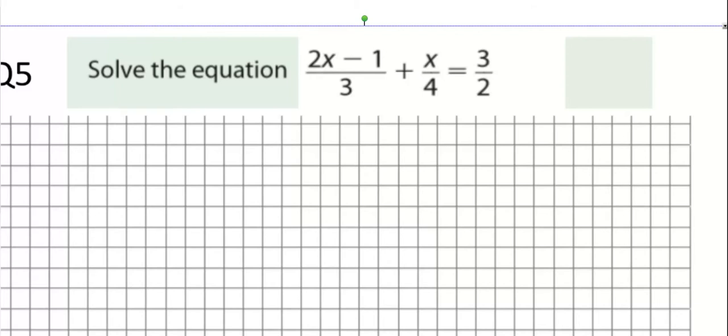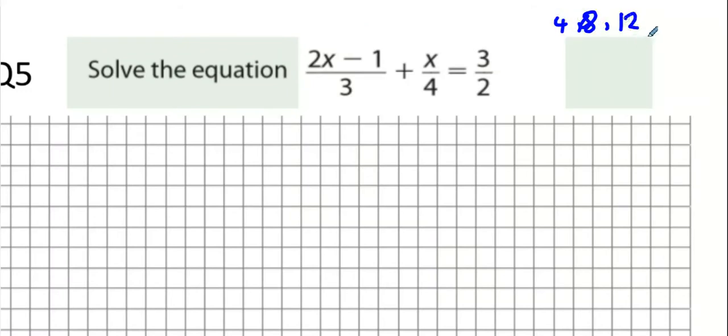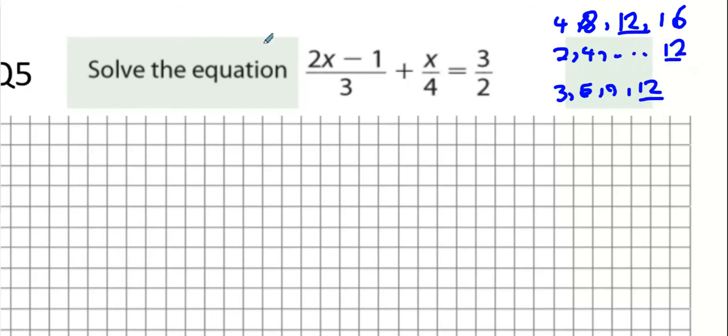Now, you would have done this in the past. What we're going to have to do is find a common denominator. Count up in fours: 4, 8, 12, 16. Count up in twos: 2, 4. Count up in threes: 3, 6, 9, 12. When you keep counting up, you'll find the common number will be 12. So we're going to turn them into 12ths.